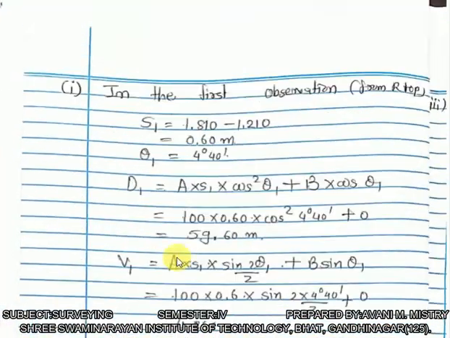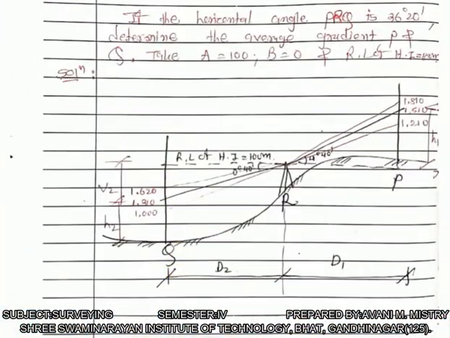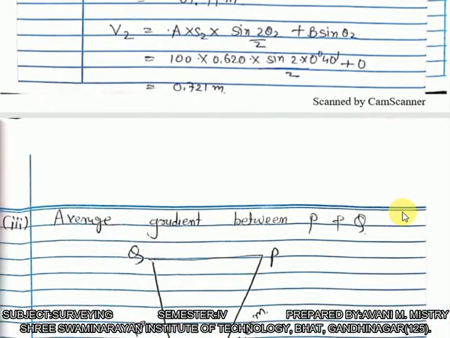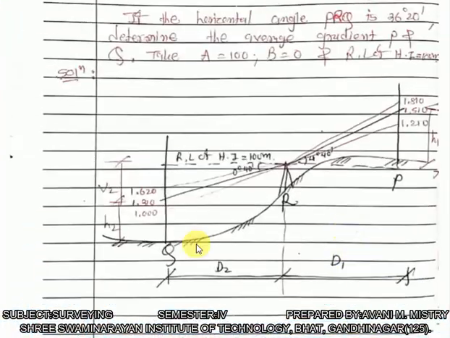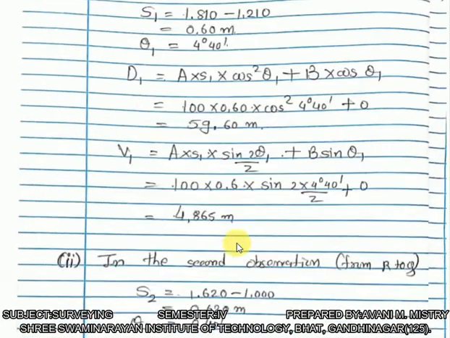To find the RL of P, the RL of HI is given as 100 meters. RL of HI plus V1 minus H1 is the RL of P. And to find the RL of Q, the RL of Q is equal to RL of HI minus V2 minus H2.